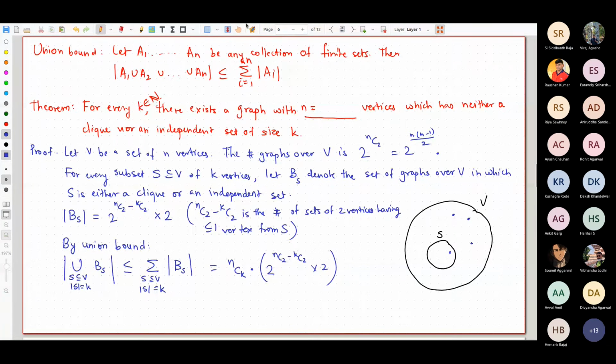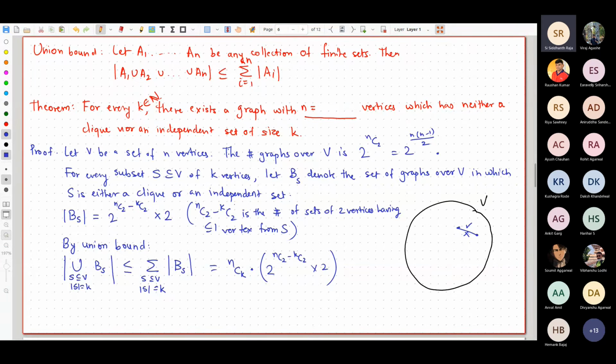Right, so what did you have? So if you're just counting the number of graphs over the vertex set V, for every pair of vertices you have a choice. Either you have this edge or you don't have this edge, which is why you have this 2 to the power n choose 2.